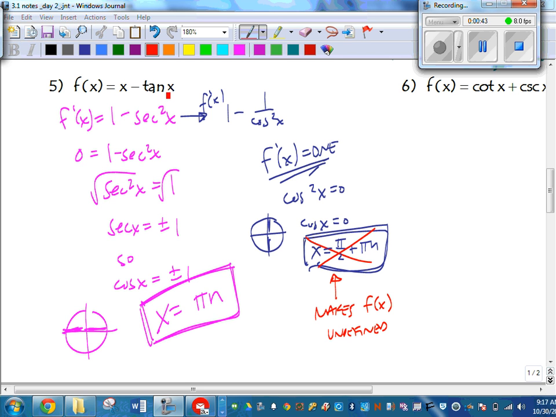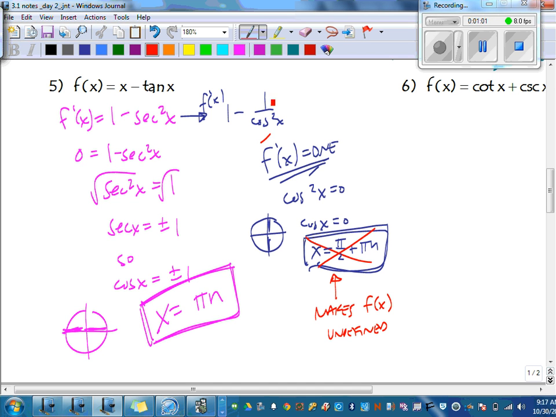So we want to check those. If we do tangent of 0, or tangent of pi, or tangent of 2 pi, for all of those, sine over cosine, we're going to get 0. Right? That's okay. We can have 0 there. So that works. That fits into our domain of f.